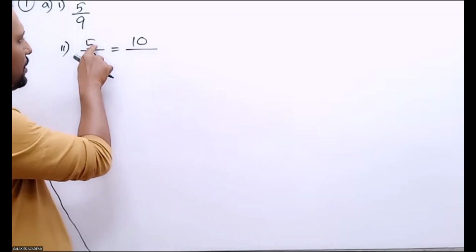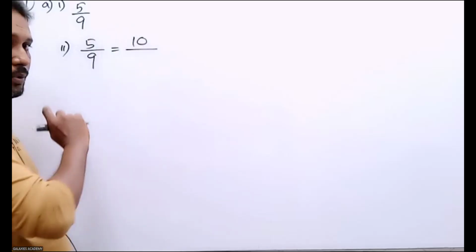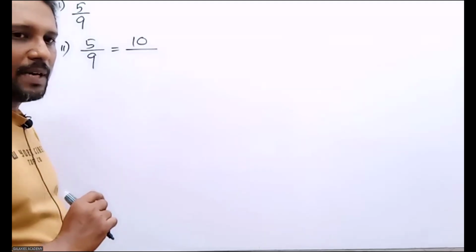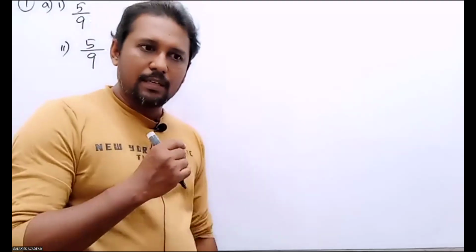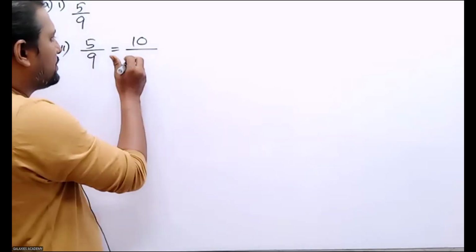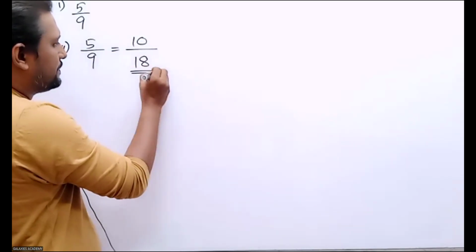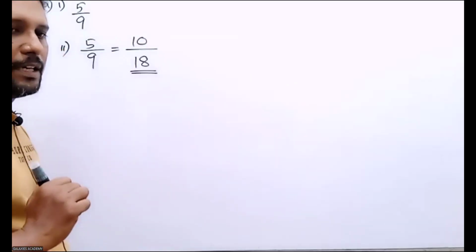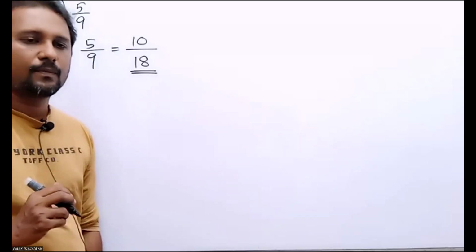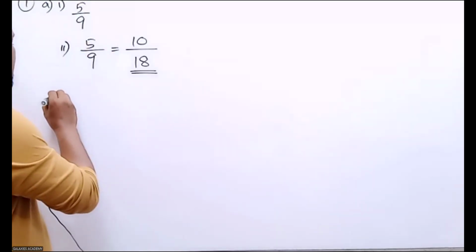Right? Then 5 you can convert into 10 by multiplying by 2. If the numerator is multiplied by 2, you also have to multiply the denominator by the same value. So what is the answer? 9 times 2, 18. Right? This is the second part answer of simple A. Right? Then we can go to simple B.